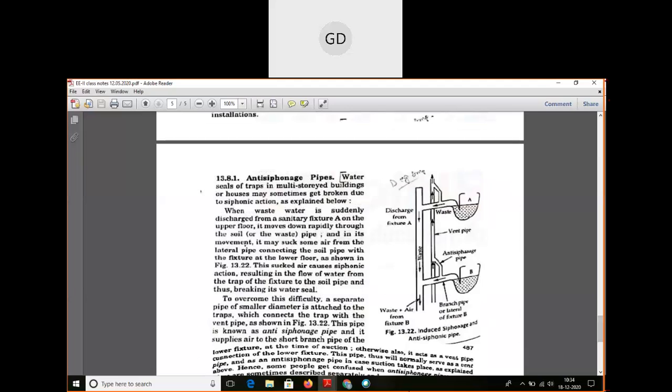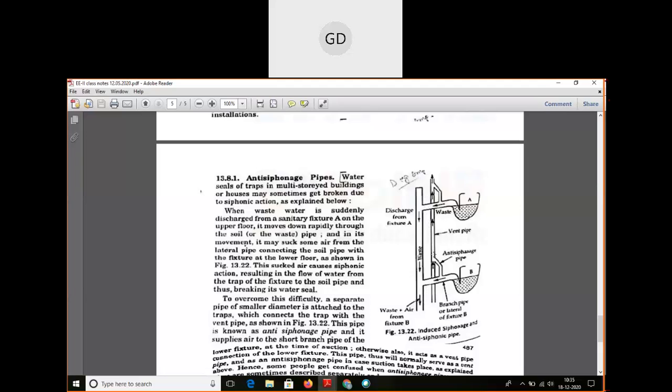You see the diagram, it seems to be like this. The water seals of traps in multi-storied buildings or houses may sometimes get broken due to what? Due to siphonic action. When the wastewater is suddenly discharged from a sanitary fixture A on the upper floor, it moves rapidly through the soil pipe, directly downward, and in its movement it may suck some air from the lateral pipe connecting the soil pipe with the fixture at the lower level.